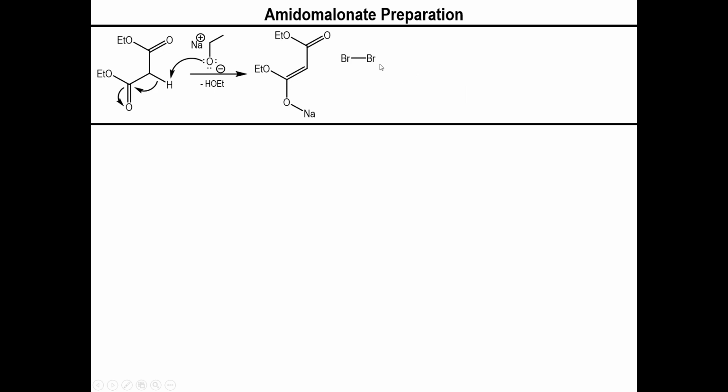So once that's done, you bring in Br2. You will reform your carbonyl, attack with a pi bond onto bromine, break apart that Br-Br bond, and you will brominate the position at the alpha carbon.